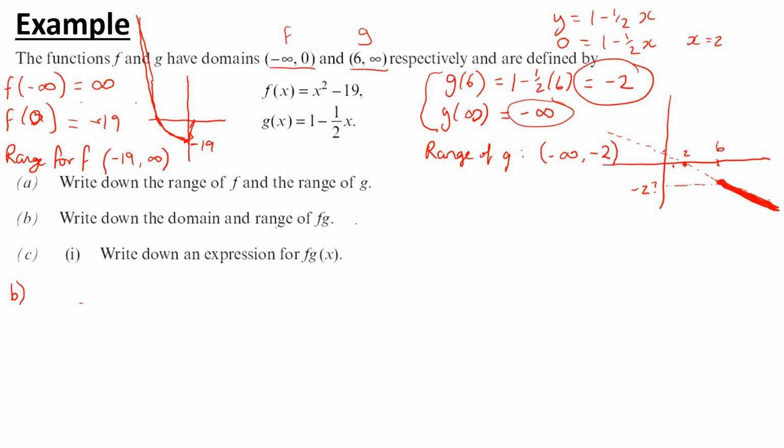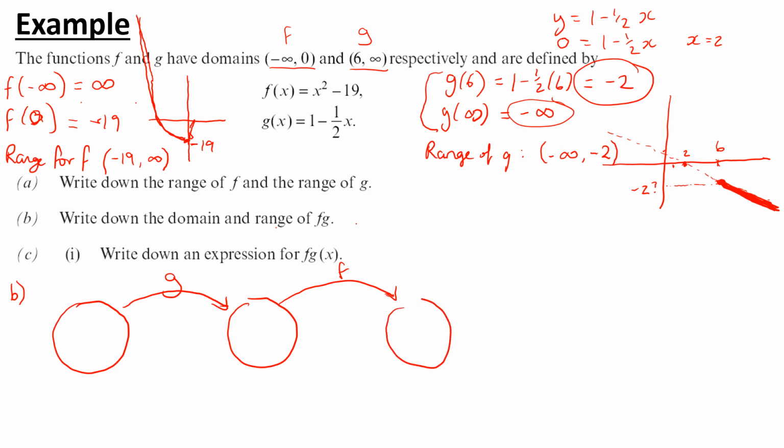So I start off with some numbers, and I'm going to perform function g first of all, which is going to give me some outputs. Then I perform function f to those, and that's going to give me another set of outputs. So this is what's going on in this composite function. We're performing function g first and then function f.